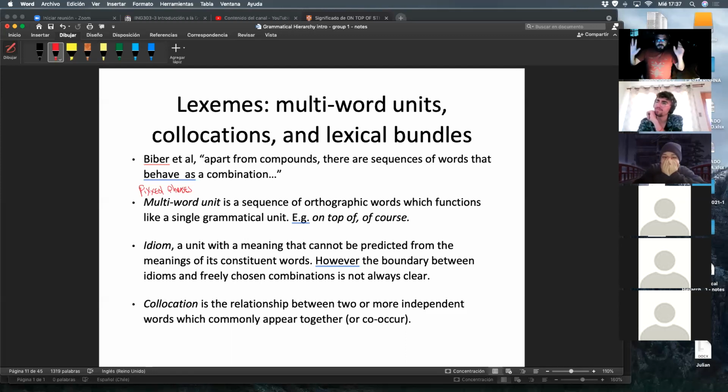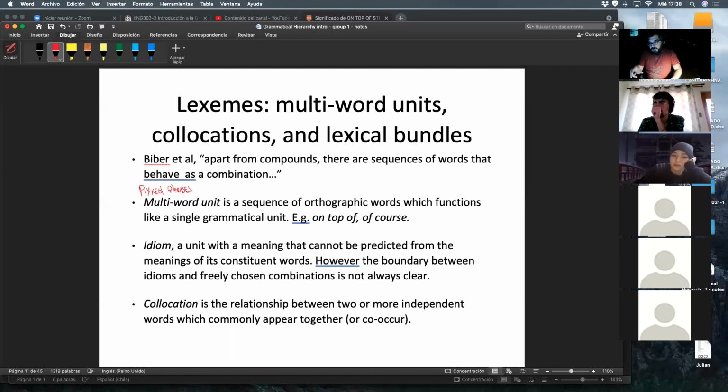Eso. Fixed phrases, multi-word units. Idioms, a unit with a meaning that cannot be predicted from the meanings of its constituent words. However, the boundary between idioms and freely chosen combination is not always clear. Claro, no son fixed phrases. Los idioms sí yo diría que son fixed phrases, porque no es que yo invente idioms, ¿no? Ahora puedo meterles pequeñas cizañas entre medio al idioma. A ver si puedo en español con algo. Una expresión idiomática en español que la pueda cambiar. Ya no se me ocurre nada.